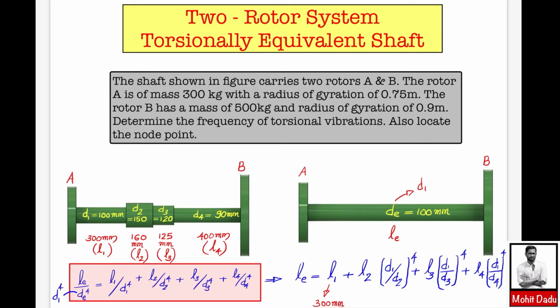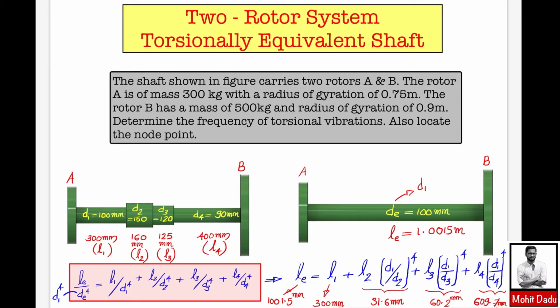And L2 is 160 mm, with D1 and D2 values given. If you calculate, this part contributes 31.6 mm in the equivalent shaft. The next part has a contribution of 60.2 mm, and the last part comes to around 609.7 mm. The sum of all these values gives the equivalent length of the shaft corresponding to the single diameter, and that value is around 1001.5 mm, or in other words, in meters, LE is equal to 1.0015 meter.